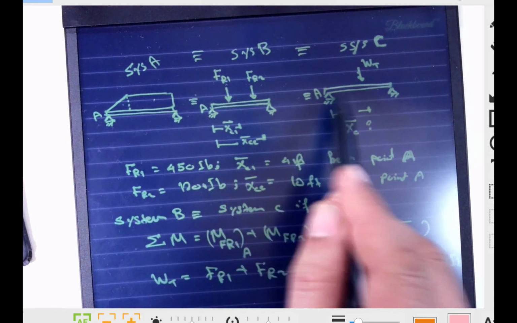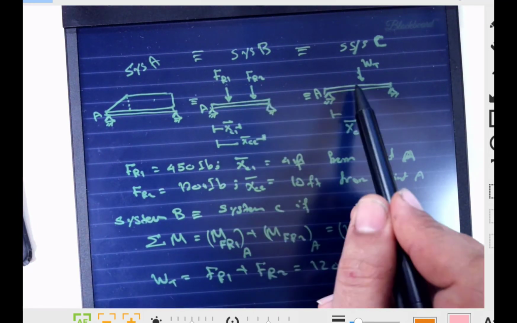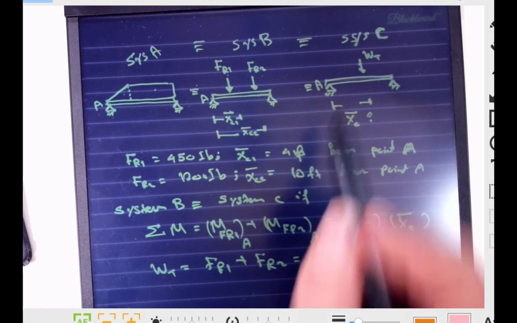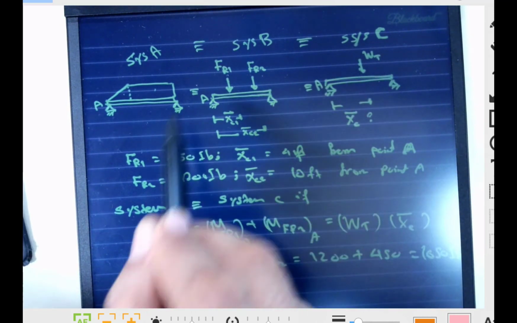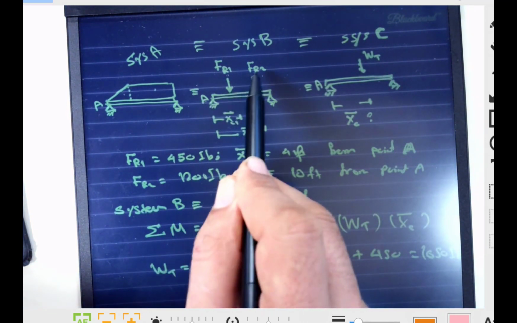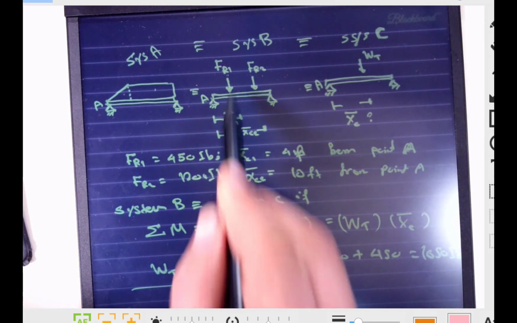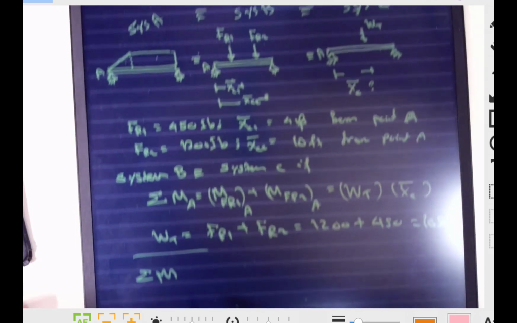So all these three systems are equivalent. Therefore, for these two systems to be equivalent, we said the moment of this WT measured from A should be the same as the moment of the two forces measured from A. Simple as that. So what do we get? We have the moments of these two forces measured from A.